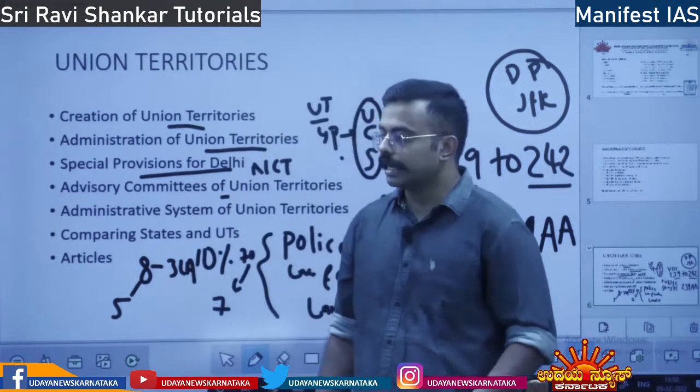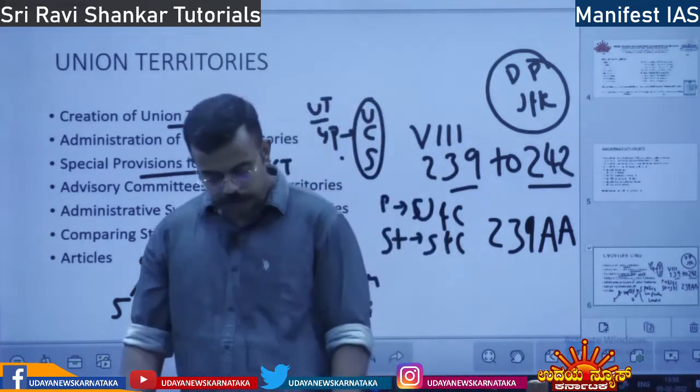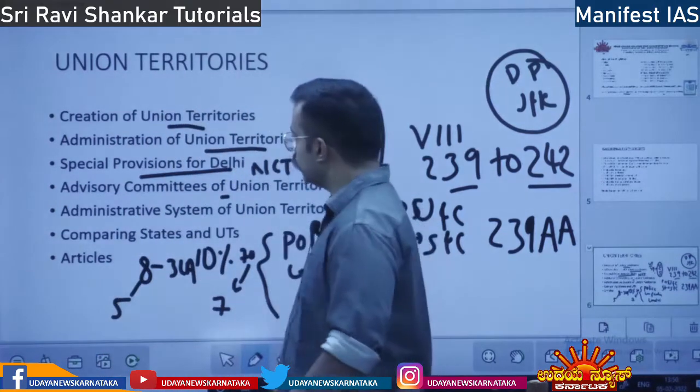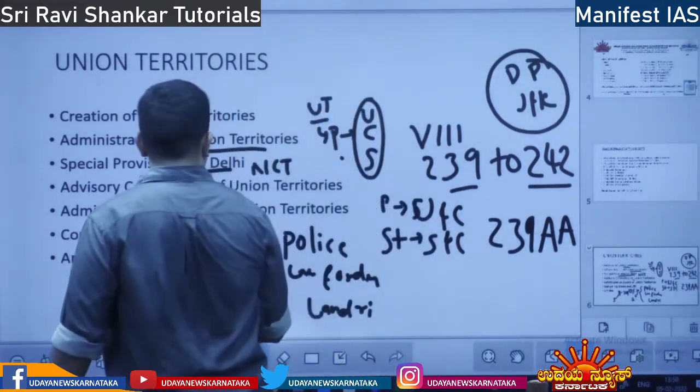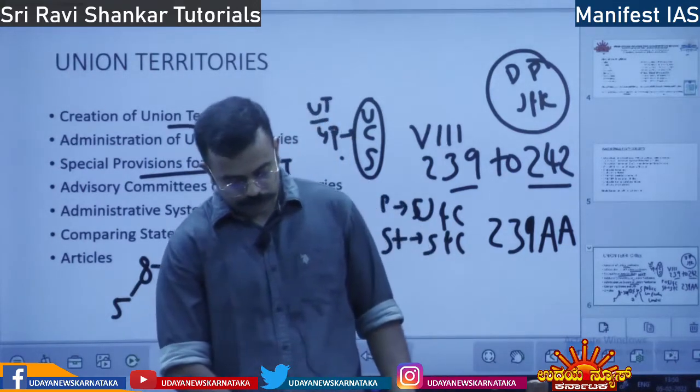These 5 union territories form part of this advisory committee. It is headed by whom? It is chaired by the Union Home Minister. Okay. So this is with respect to the union territories. Administrative system of union territories. What is the administrative system?